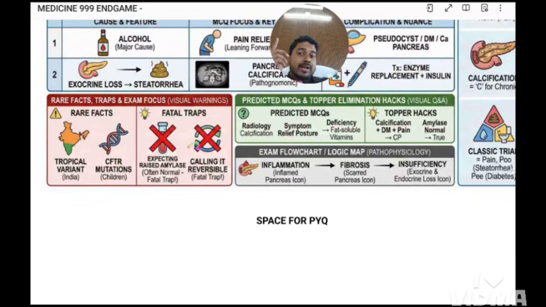Now, don't expect amylase always to be normal in case of pancreatitis. Lipase is more specific for pancreatitis. Amylase may be normal also. On the other hand, even if there is no pancreatitis, still amylase can be higher. Okay. Next, is it reversible? See, chronic pancreatitis is not reversible because once the scarring occurs, it is a permanent type of scarring.